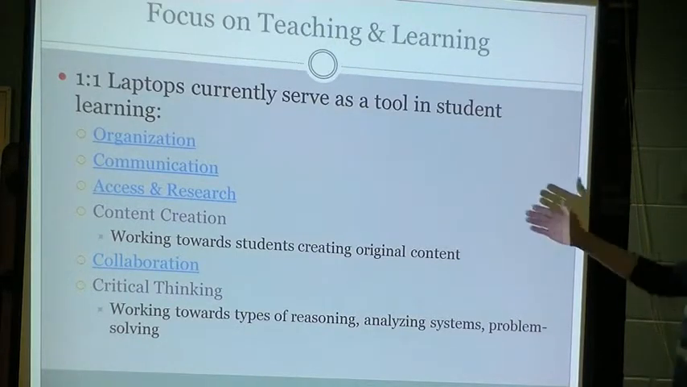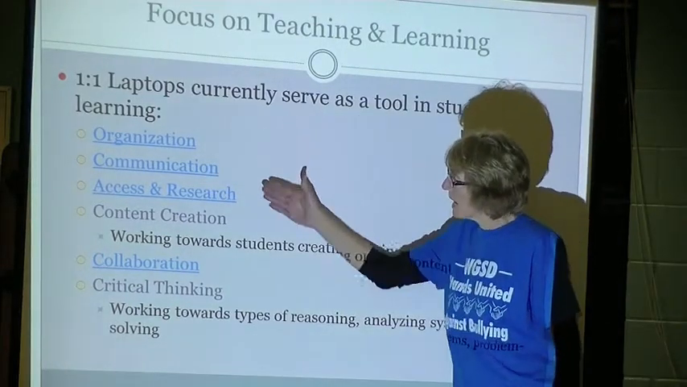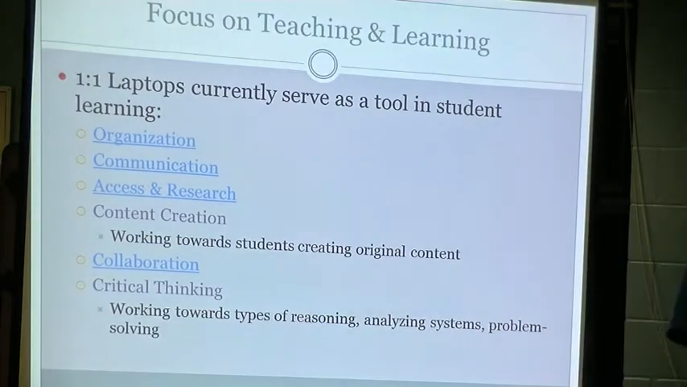Now with that said, the ones highlighted in the blue, basically any tool can do those things. Your smartphones, I don't have a smartphone, but your smartphones can do all that. You can organize, communicate, access, collaborate right with your smartphones. Our tool allows us to do those things.